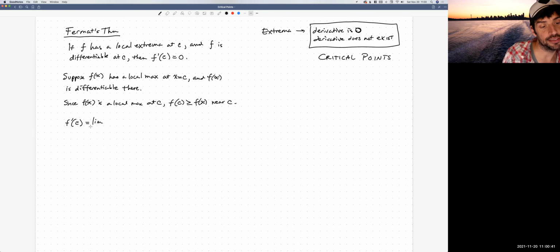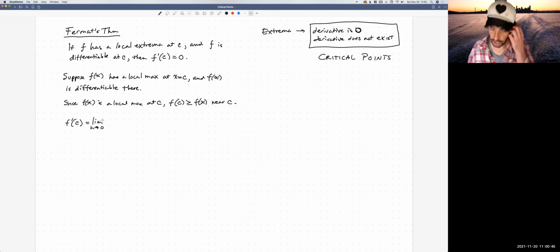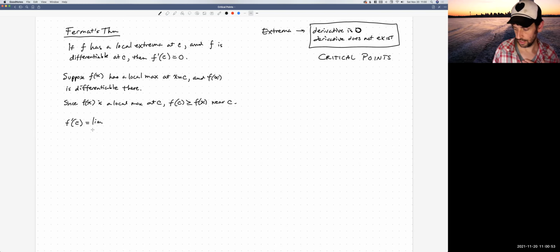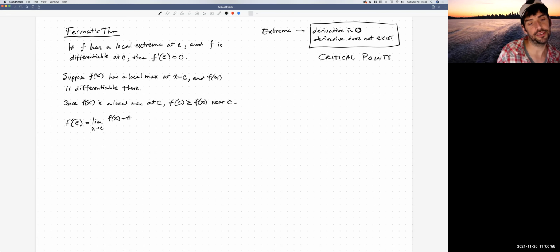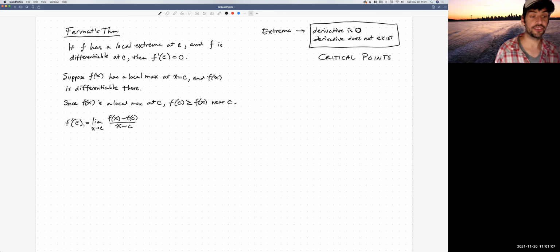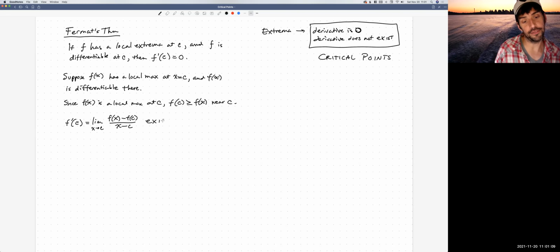It's equal to the limit as x goes to c of f of x minus f of c over x minus c. I want to use the alternate statement for this, it's just easier to see. That's just one of the formulations of the definition of the derivative. We know that this exists.